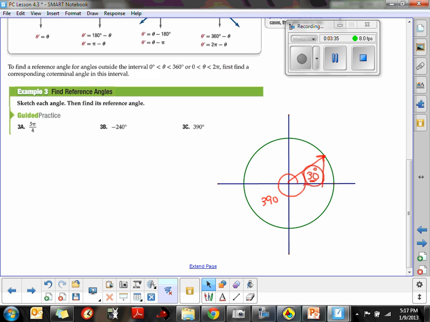Okay? Reference angles are always drawn to the x-axis. It's always what's remaining, either out of 360 or 180. So you're always subtracting to and from 360 or 180. Done with those.